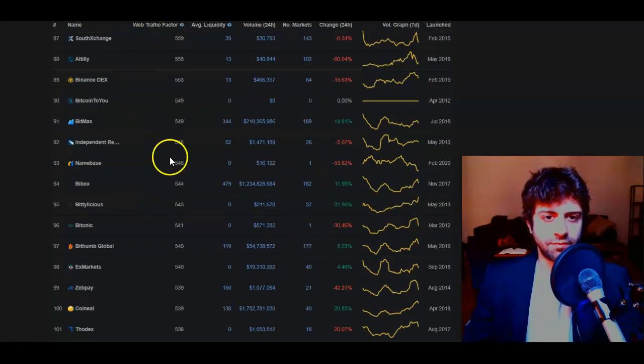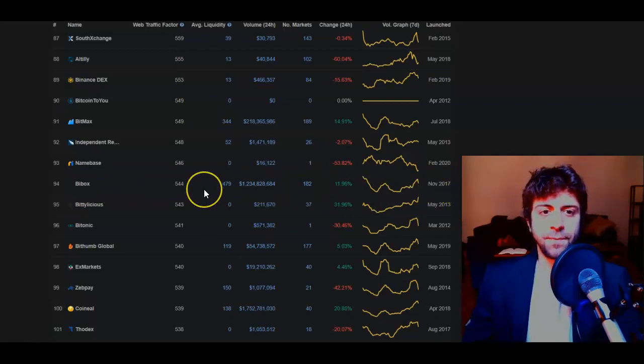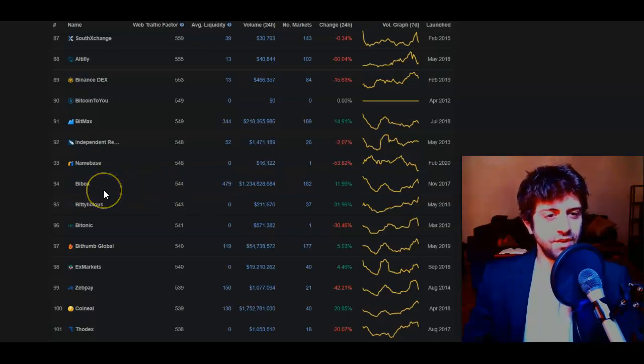It's got a web traffic factor of 544, that's out of 1,000. An average liquidity score of 479, again out of 1,000. 182 markets. It's been around since 2017. And there's not much else I could say about it. I don't really know too much about it. Just one of many exchanges in the arsenal of HEX, right?